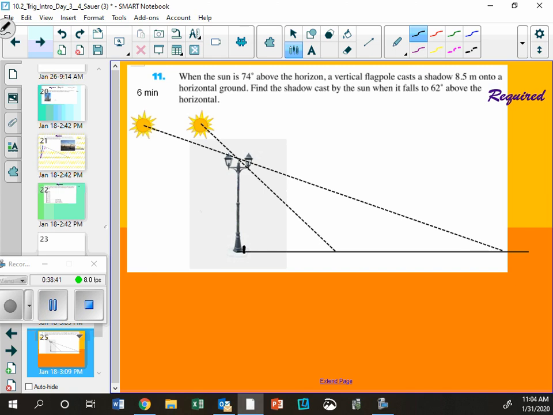When they say the shadow, remember these are the shadows. That's a shadow from one position of the sun. And then the longer shadow would be from here to here. That's the other shadow from the other position of the sun. And make sure you label in all the things you know. Okay? This one's the one that's higher in the sky, and so it's the one that's 74 degrees sun. When it falls to 62, do you get when the sun goes lower in the sky, you get a longer shadow? That make sense to you?